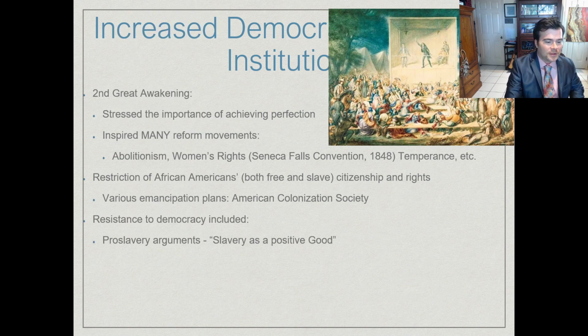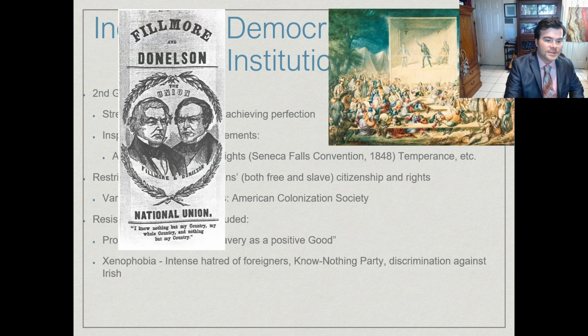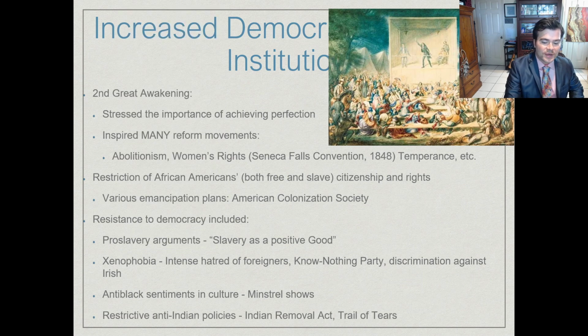Picture pops up. Resistance to democracy included pro-slavery arguments. Slavery is a positive good. Xenophobia. Look at this, Fillmore and Donelson, National Union. This is the Know-Nothing Party. I know nothing but my country, my whole country, and nothing but my country. So they're racist, guys. They're going to lead to the KKK later. So they hate foreigners, discrimination against Irish, discrimination against Germans, anti-Black sentiment in the South, minstrel shows, people would dress up in blackface. It was really racist. Restrictive anti-Indian policies, Indian Removal Act, Trail of Tears.